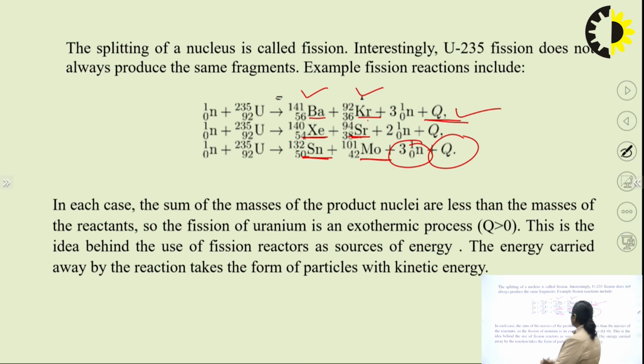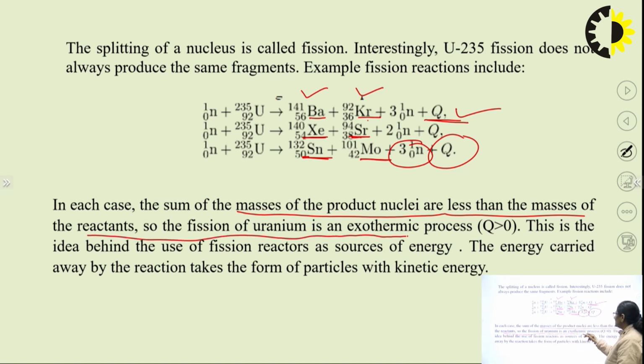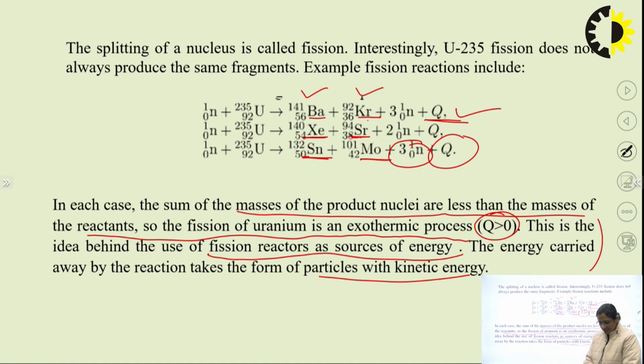Now, in each case, the sum of the masses of the product nuclei is less than the mass of the reactants. So, the fission of uranium is an exothermic process where Q is more than 0, right? Energy is released by the process. So, it is an exothermic process. This is the idea behind the use of fission reactors as a source of energy. As the process is exothermic, that's why it can be employed as a source of energy. The energy carried away by the reaction takes the form of particles with kinetic energy.